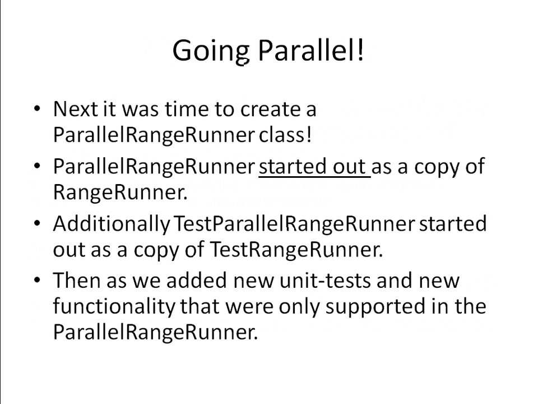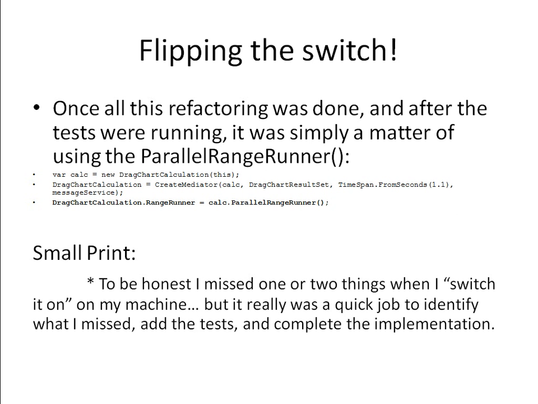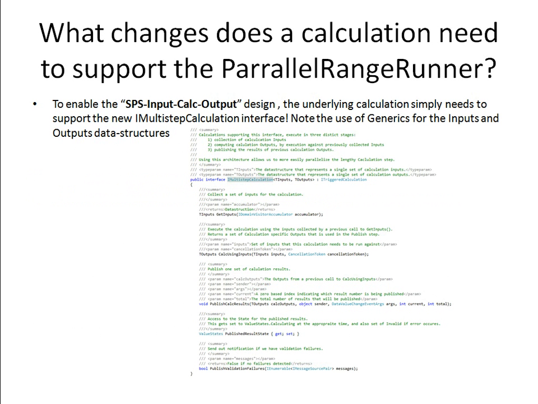Now, I've always got to be honest. I'd like to say it was as simple as flipping the switch, but really it was more like flipping the switch and then realizing that I got something wrong and debugging it. But to be honest, it only took like an hour to figure out what the heck I screwed up. Once I threw it under the debugger and did a little debugging, flipping the switch, it was like magic. So those tests helped me get it right very close to the first time. And here we're just looking at some stuff. What did we need to change in the calculation for the parallel range runner?